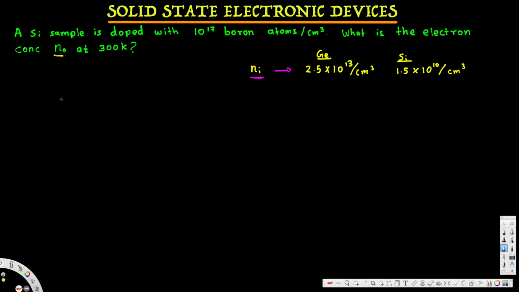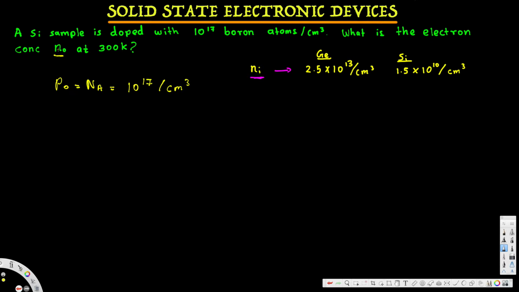And we have to find p0 first in order to do this problem. p0 is basically the acceptor concentration. We can also write this as Na. So the acceptor concentration is given as 10^17 boron atoms. This is the acceptor concentration because boron is a trivalent impurity. So we are going to have 10^17 per centimeter cubed.